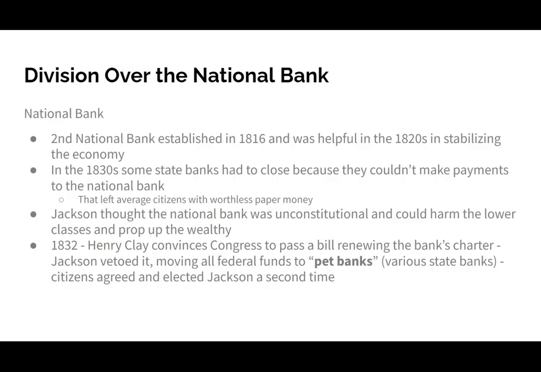So when the National Bank's charter is up in 1832, Henry Clay convinces Congress that, hey, we need to pass a bill to renew the charter. And they do. But then Jackson vetoes it. He also moves all the federal funds to what came to be called pet banks, which are essentially just various state banks. So he vetoes the bank's charter. Citizens love him. They see him again as the champion of the common man, fighting this evil, bad national bank, and they reelect Jackson a second time by an overwhelming majority, a 3/4 majority.